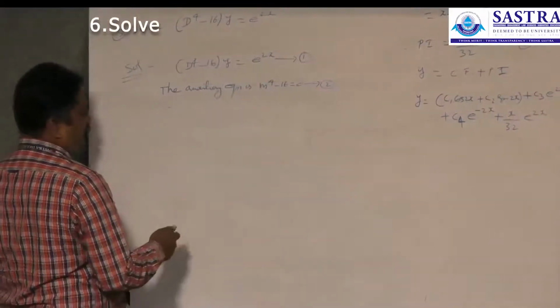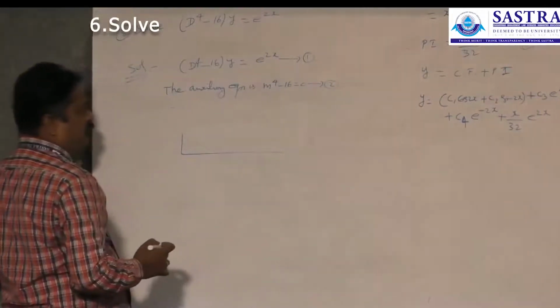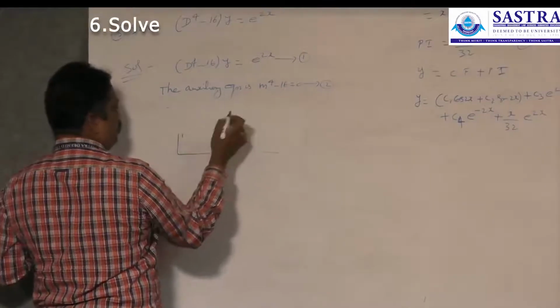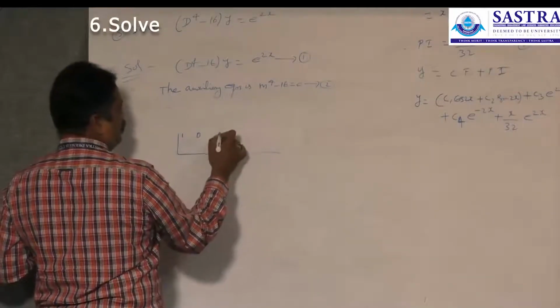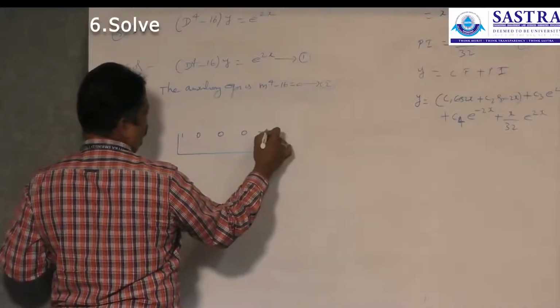m to the power 4 minus 16 is equal to 0. Write down the coefficients. What is the coefficient of m to the power 4? 1. The m cube term is not there, 0. The m square term is not there, 0. The m term is not there, 0. Constant term, minus 16.